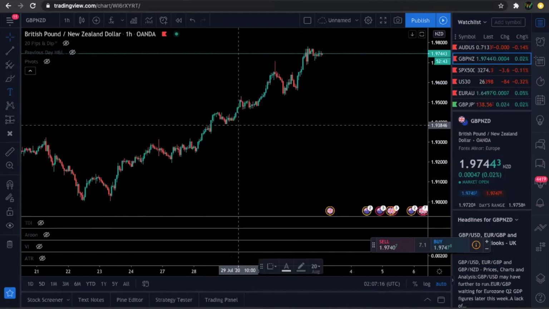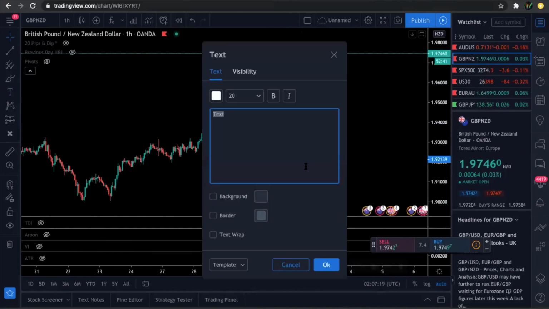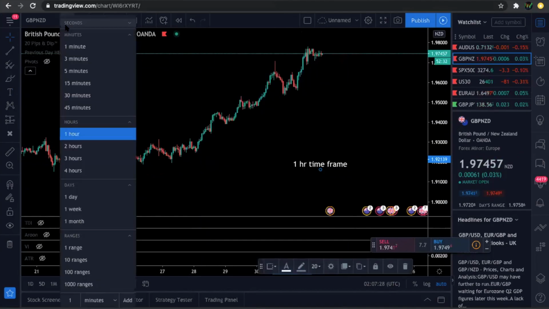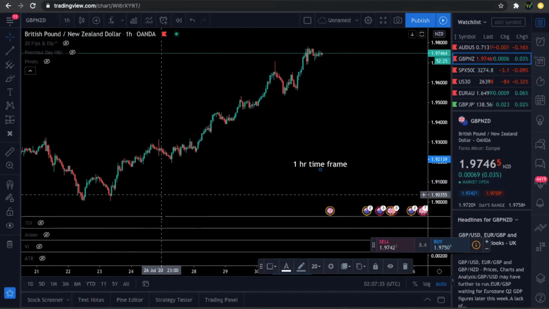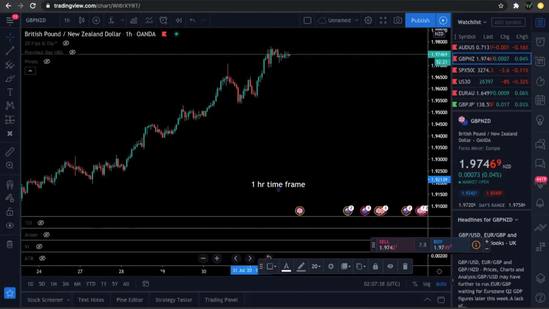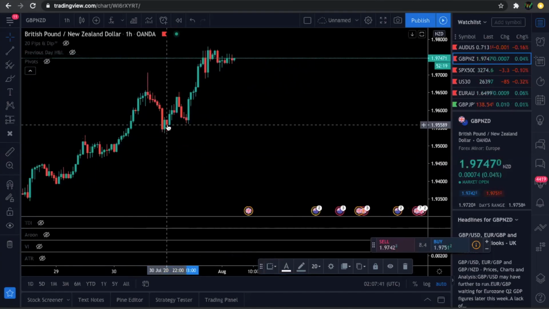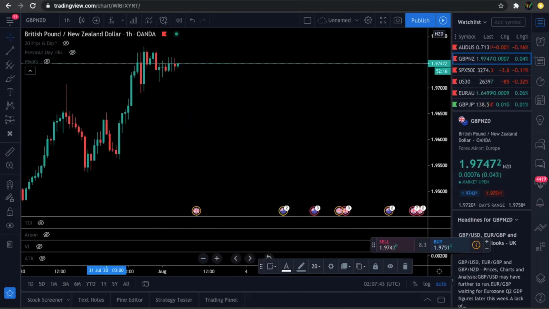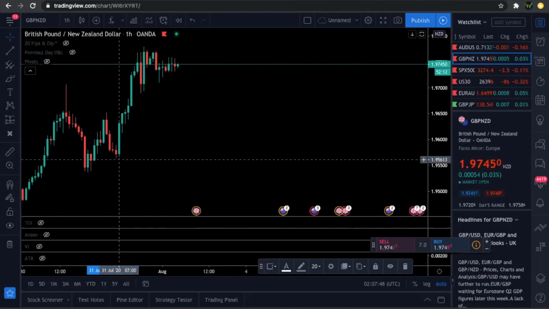One, I always look on the hour time frame. Okay, so these are the time frames. Basically, you choose a time frame, and whatever time frame you choose, that means that each one of these candlesticks right here represents 1 hour. Each one represents a whole hour.